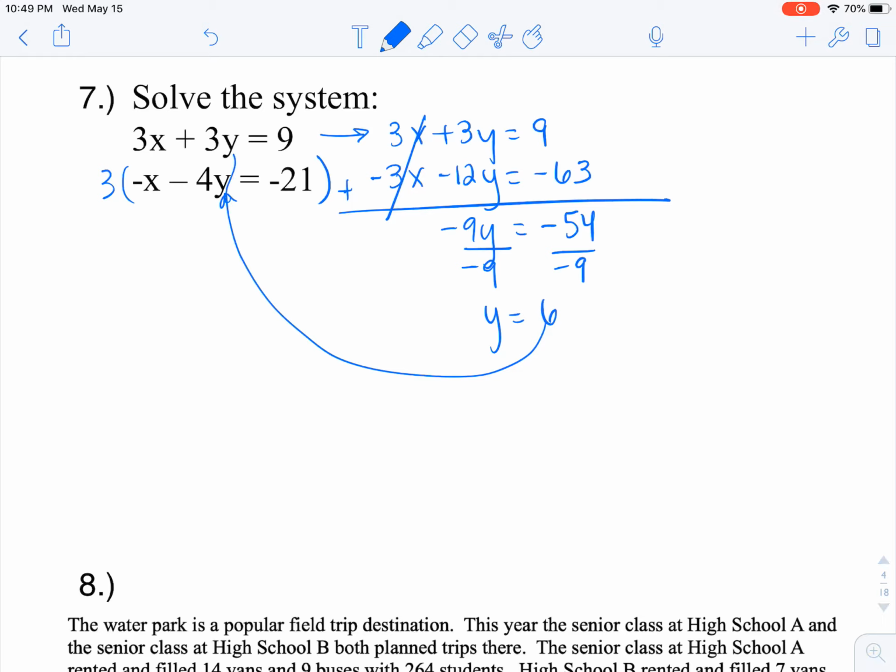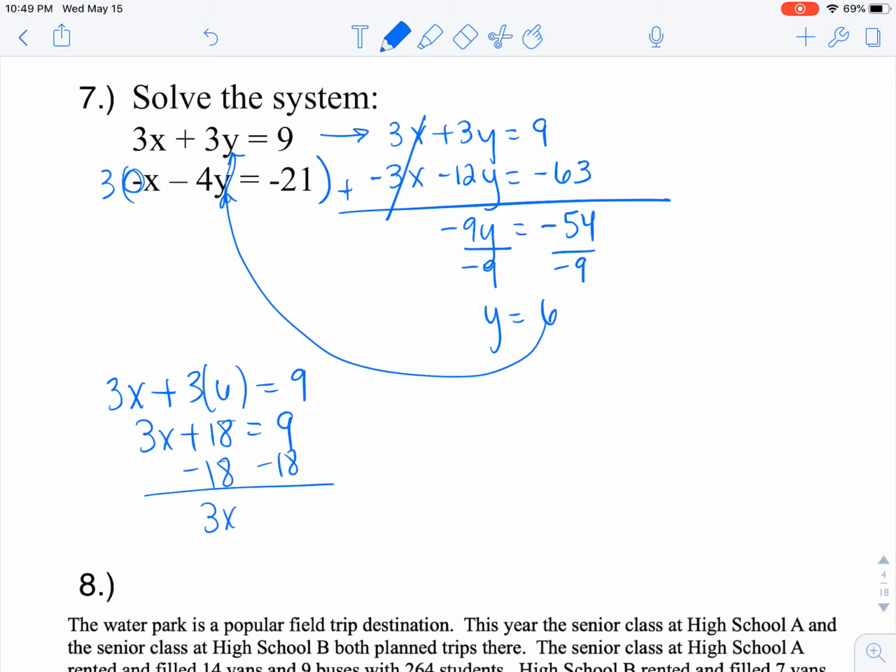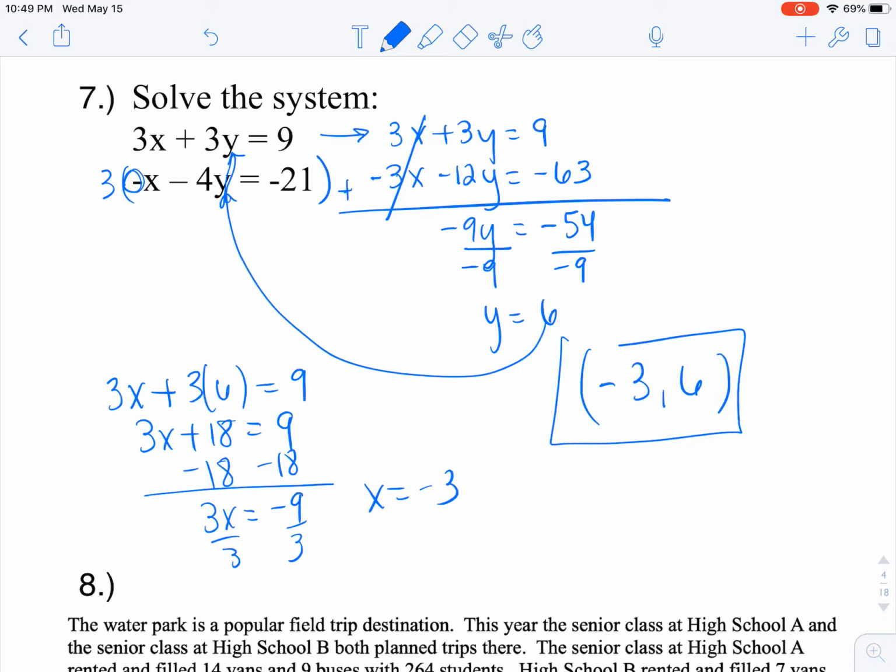Actually, I'm going to go up here to this equation. The reason I did that is because I don't want to deal with a negative in front of my x. So we have 3x plus 3 times 6 equals 9. So then we're going to go through and solve this. And we get 3x equals negative 9. So then x equals negative 3. And we would write our answer as a coordinate point. So negative 3, 6 would be my solution.